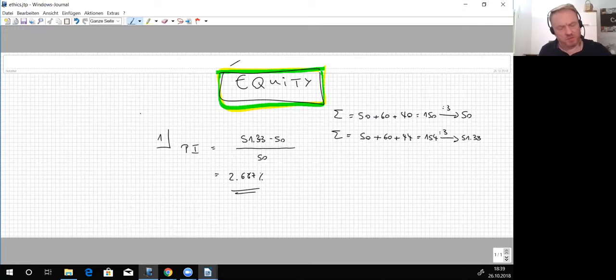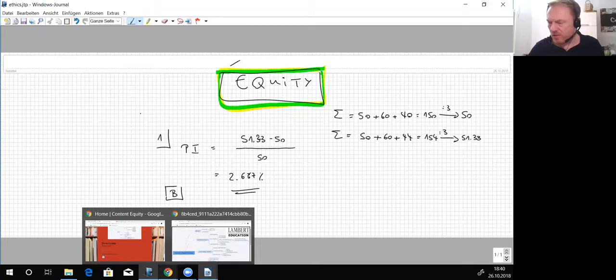That gives us a true answer of B. B is the true answer because the percent change in the price weighted index is 2.67%. That was that.